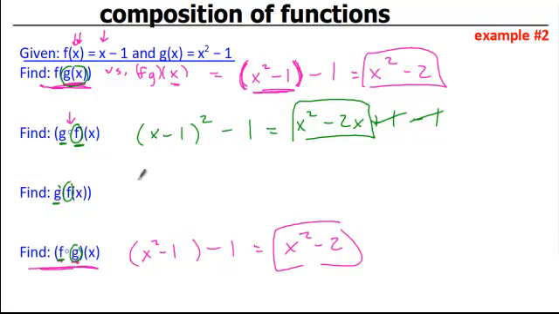And again, this is the exact same thing. I take my g function, x squared, placeholder squared, minus 1, and I replace the inside with this entire inner function, which is x minus 1, same thing. It equals the same expression.